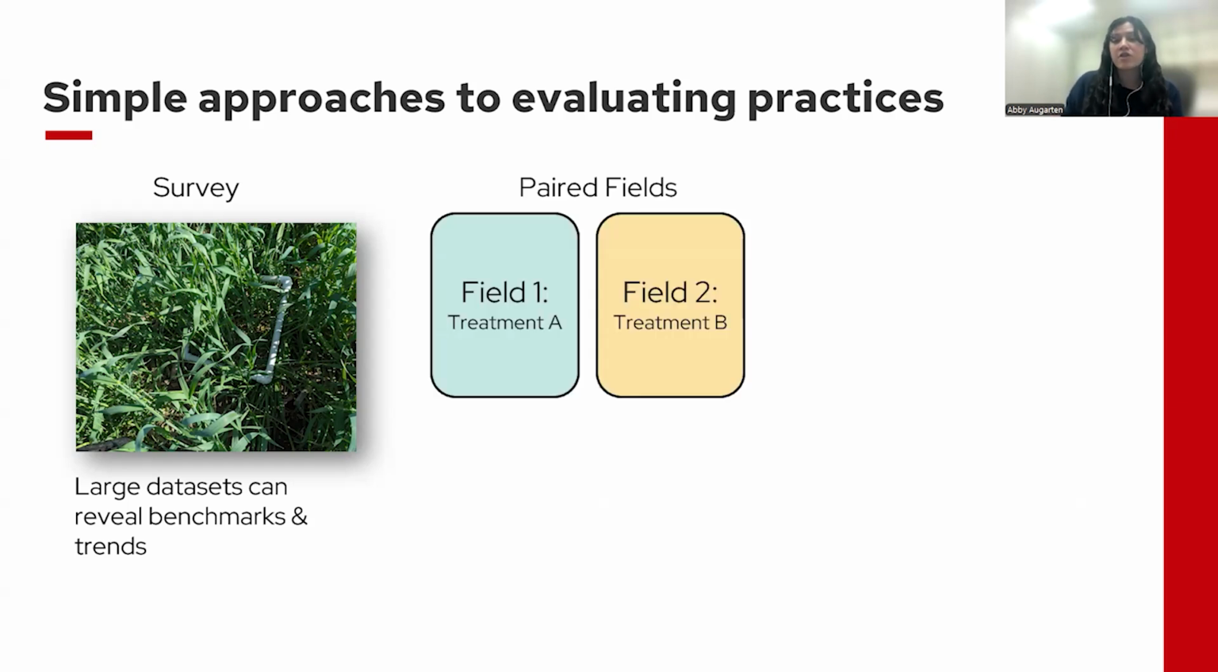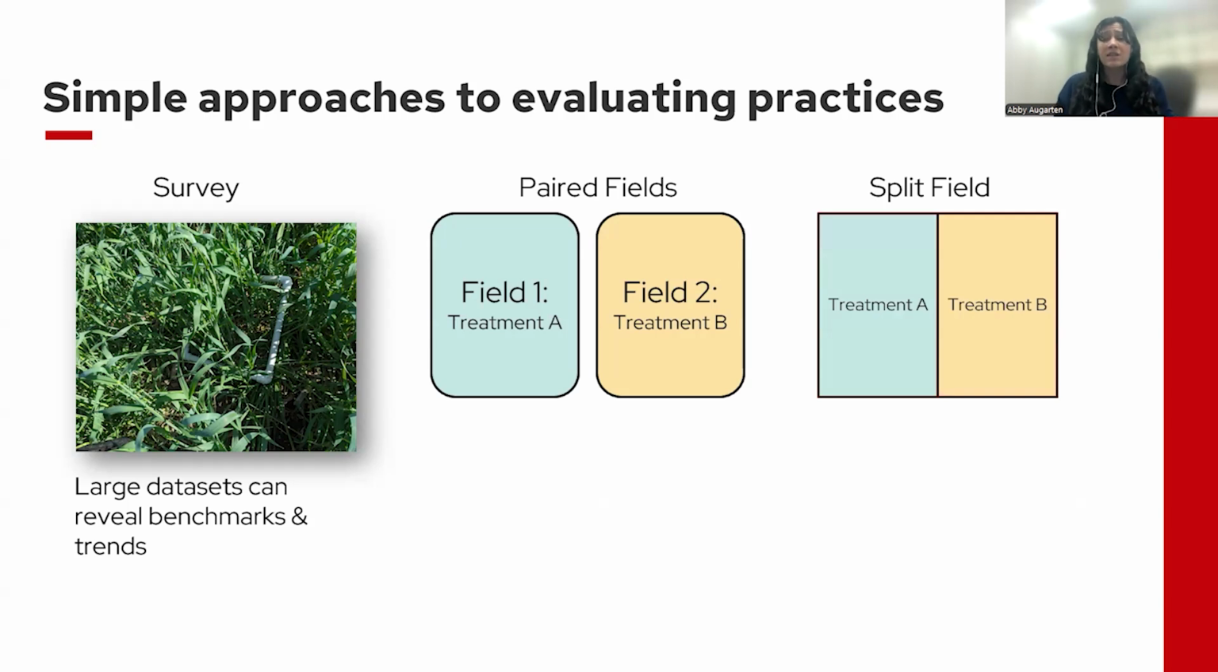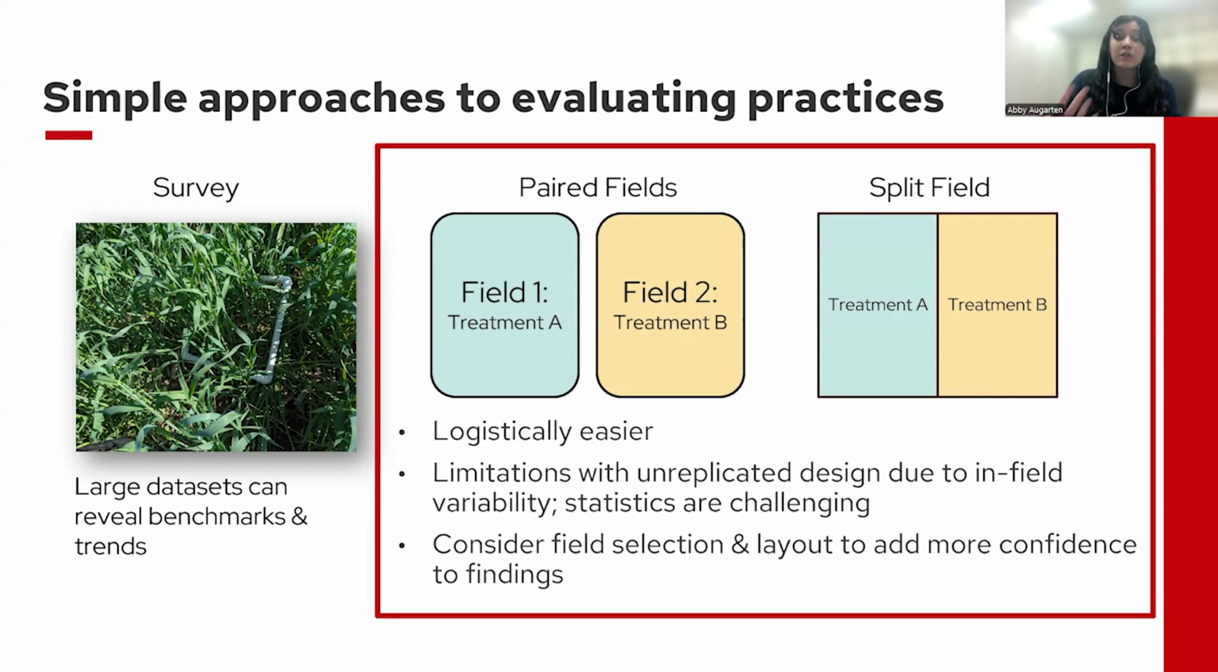But other sorts of research approaches that we commonly see are things like paired fields, where you have two different fields with two different treatments and are trying to assess whether or not the two treatments perform differently. Or a split field where you have a field and you divide it in half, each half getting a separate treatment. So while these are easier to implement, which is why we tend to see them more often on the landscape, there are some concerns or cautions to have with this sort of research approach.